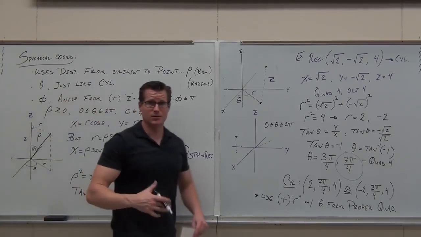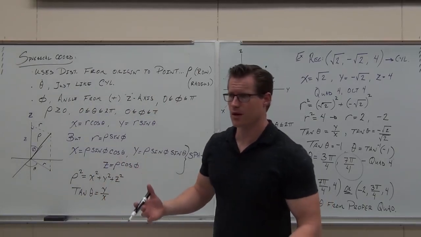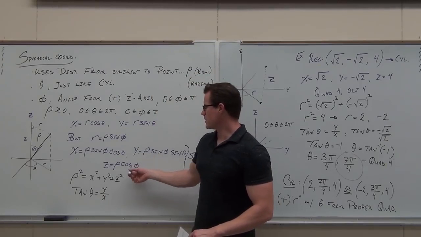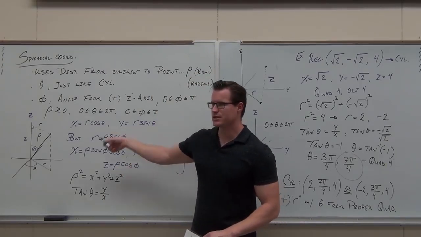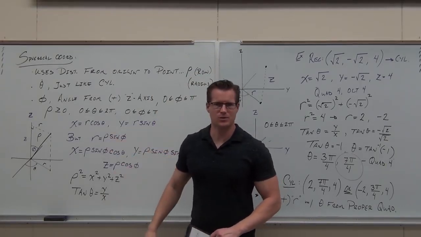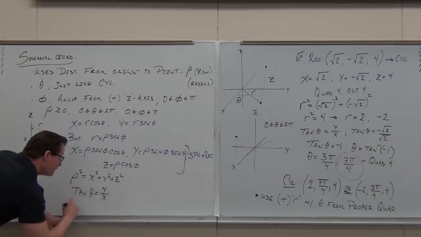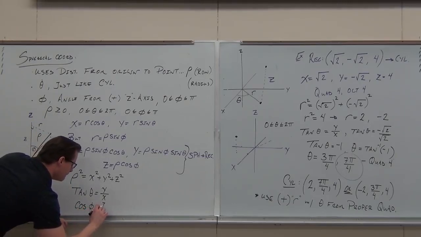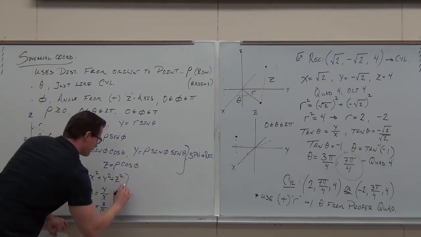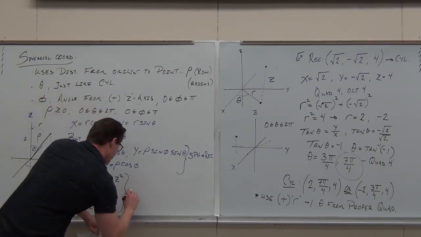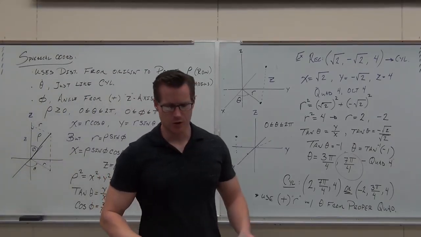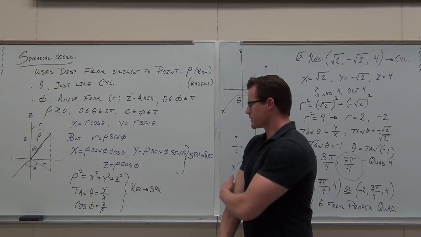What's nice about the theta is it's literally the same theta. So you have tan theta equals y over x. That's the same thing. The only other one is this one. If we solve for cosine phi, we're going to have z over rho. And that's the way we get back to our phi. And that's how we're going to go back from rectangular to spherical.